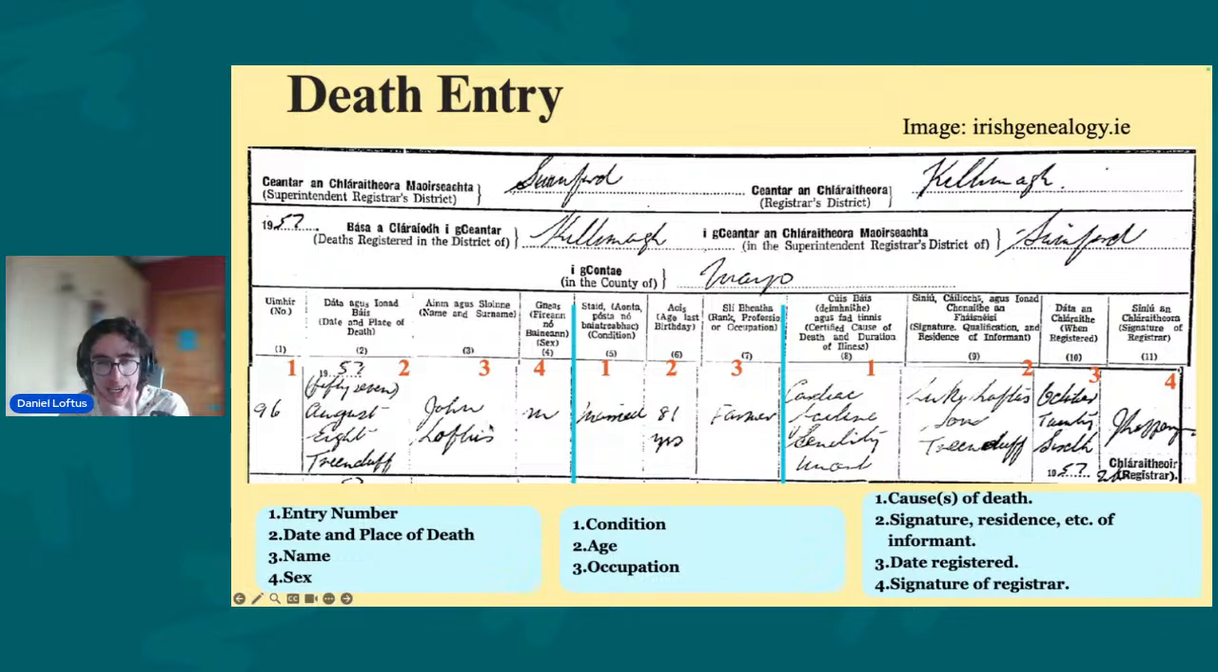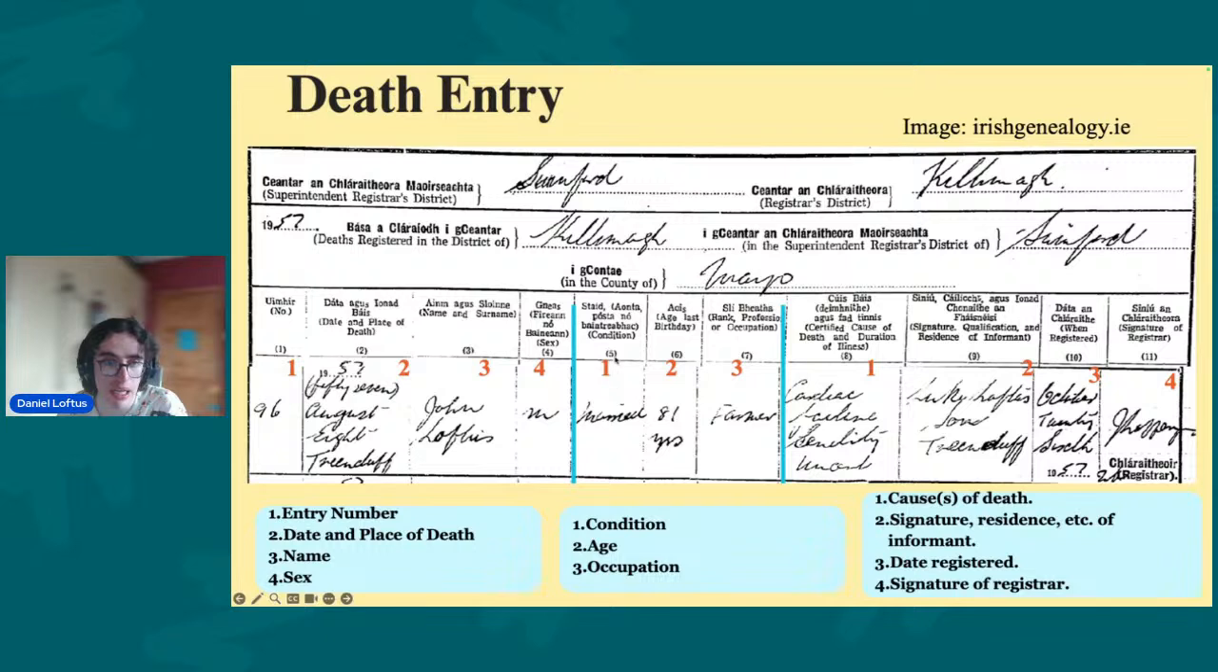Sometimes it'll give a middle name depending on the person. It doesn't always, though, so just bear that in mind. But if you have a known middle name, it can sometimes help you figure out the death or any sort of record, if it is them or not.